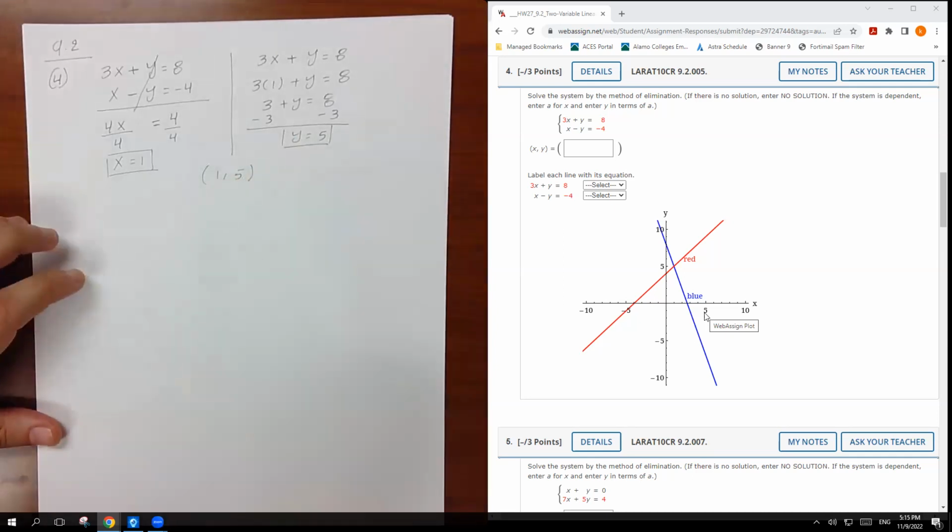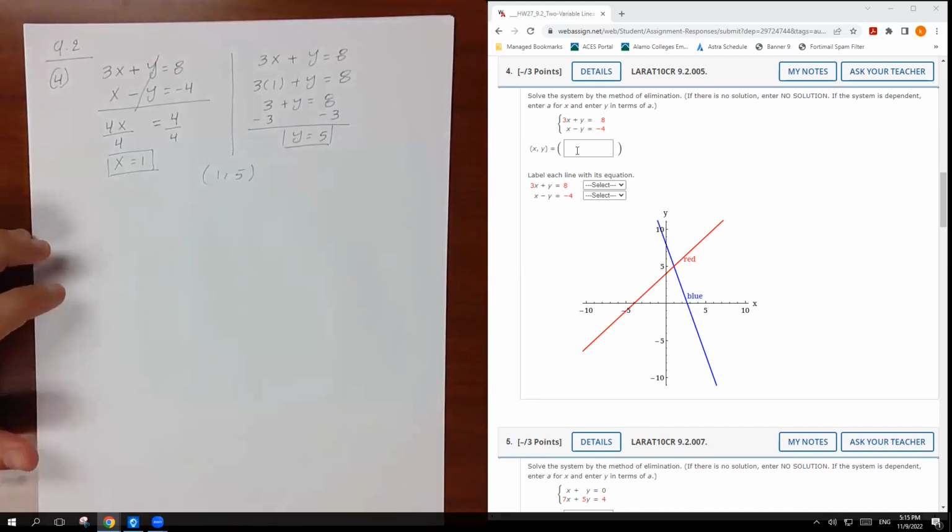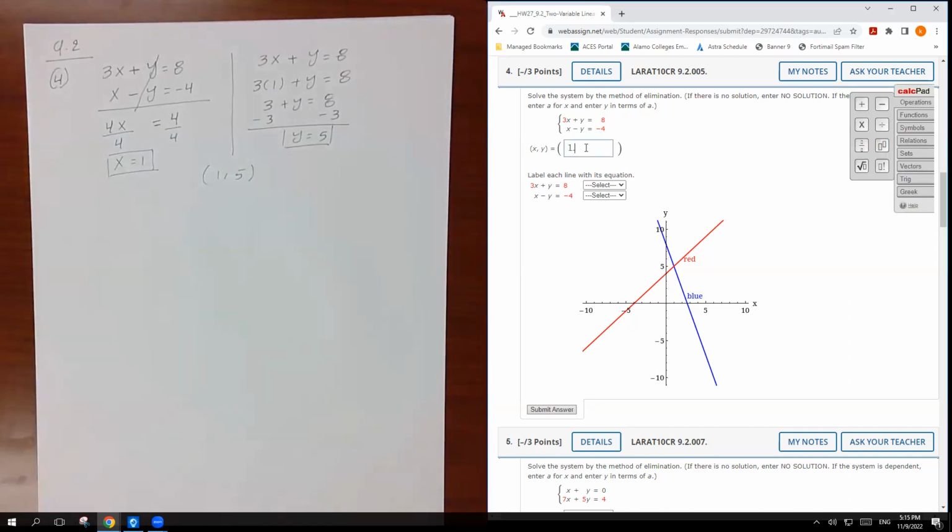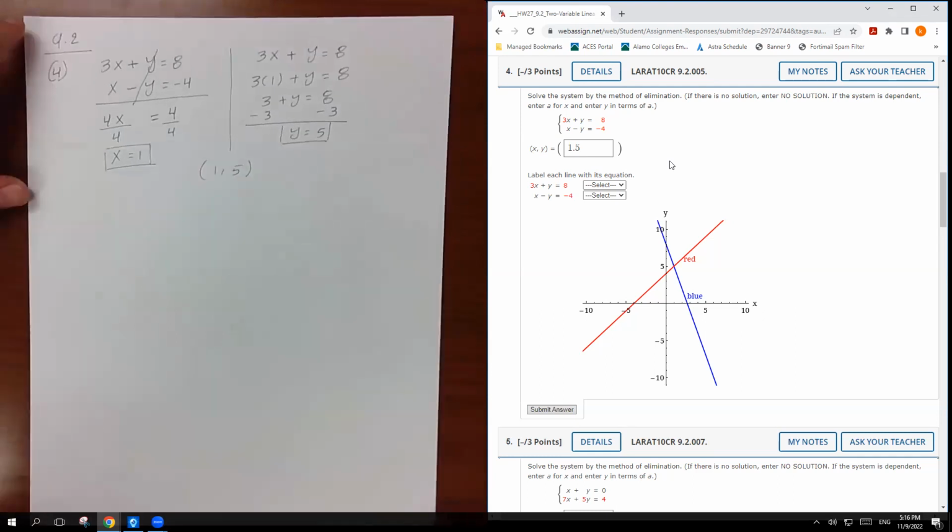So we're going to plug in 1, comma, 5. Now we need to check which equation is going to be the blue line and which is going to be the red. That means you have to graph it in this case.